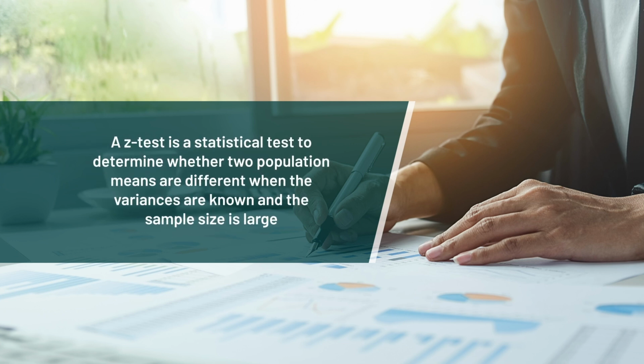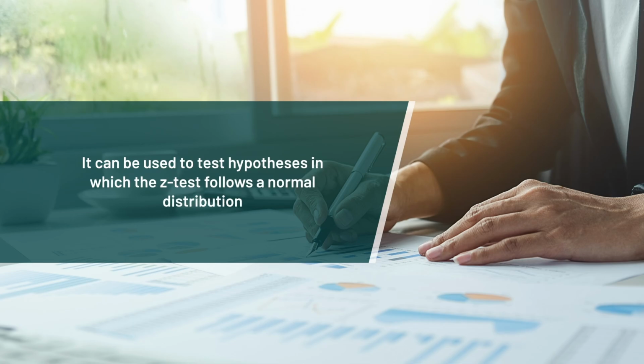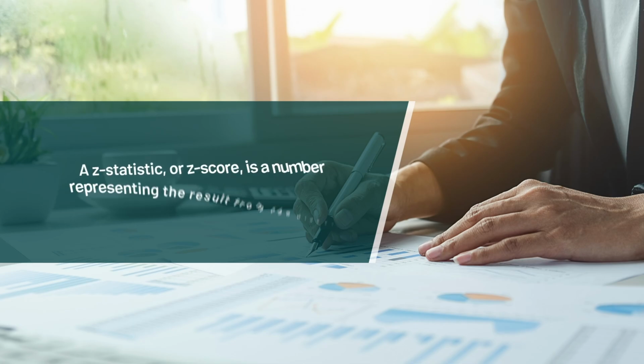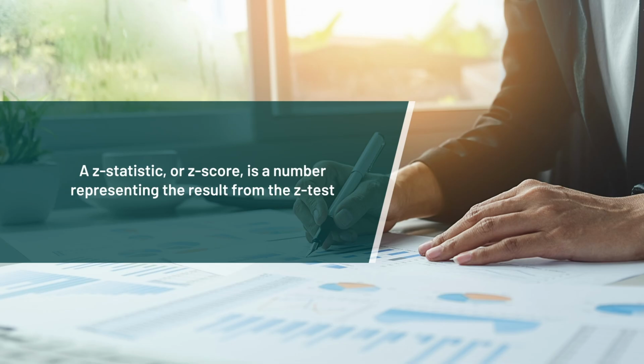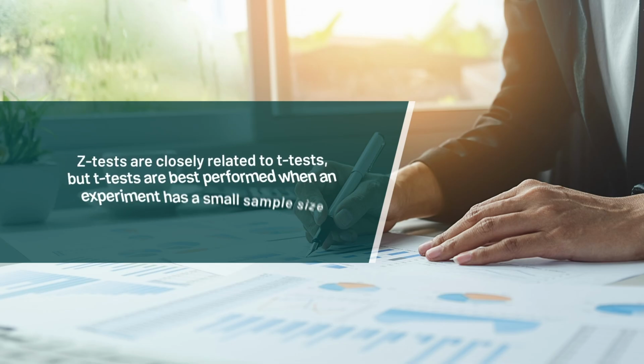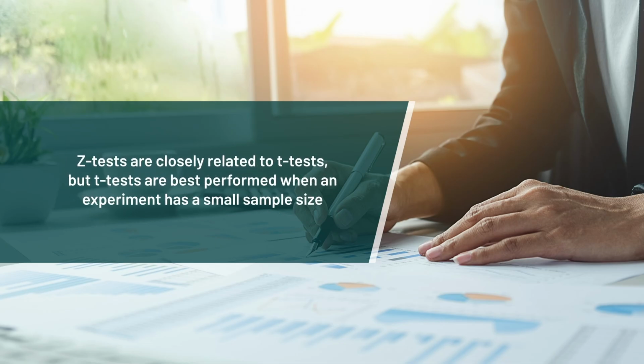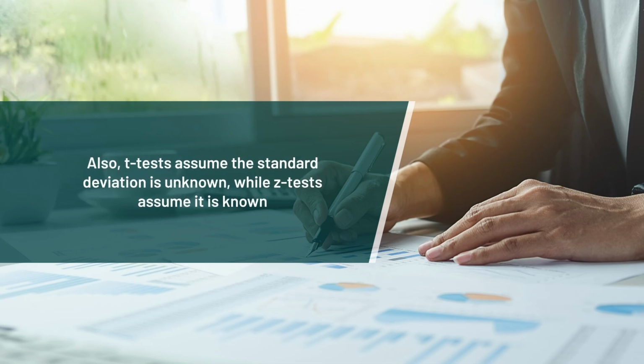So a Z test is a statistical test to determine whether two population means are different when the variance is known and the sample size is large. It can be used to test hypotheses in which the Z statistic follows a normal distribution. A Z statistic or Z score is a number representing the result from the Z test. Z tests are closely related to T tests, but T tests are best performed when an experiment has a small sample size. Also, T tests assume the standard deviation is unknown while Z tests assume it is known.